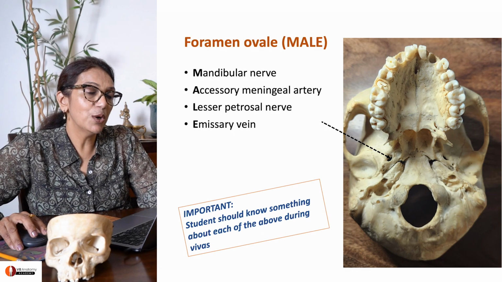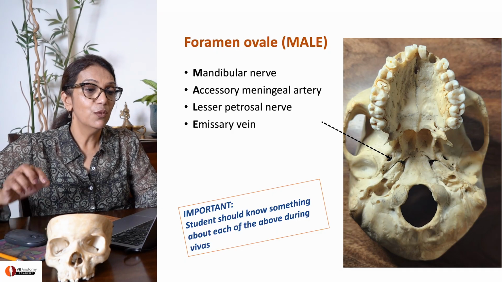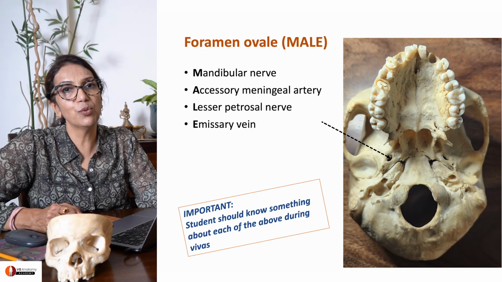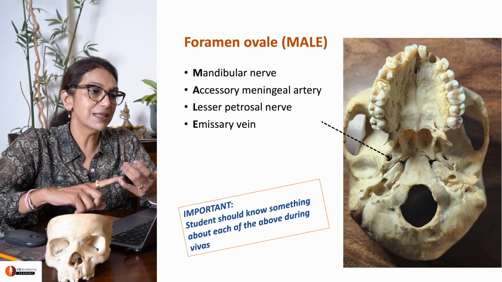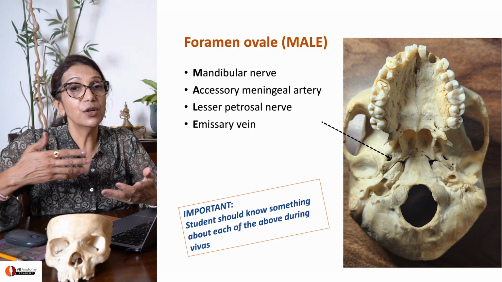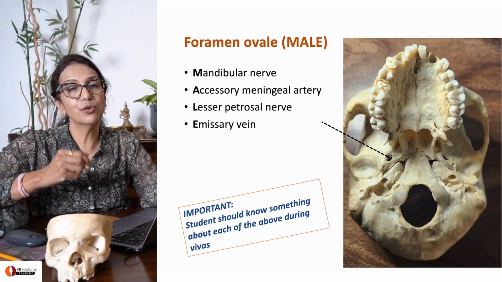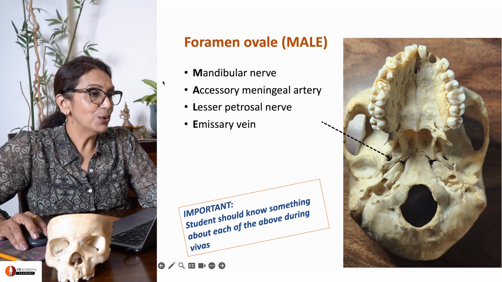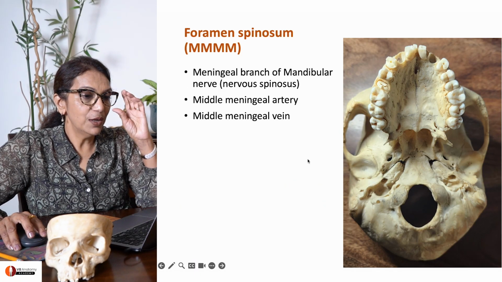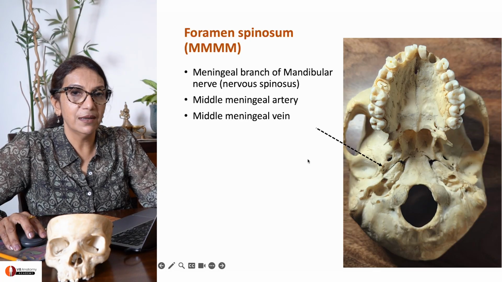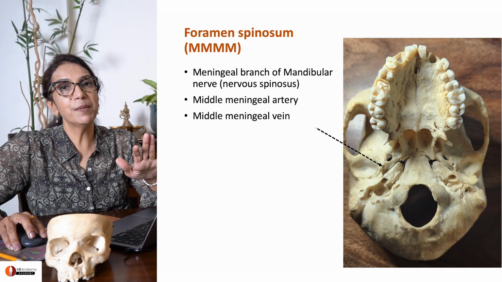Now, remember this. Student should know something about each of these. For example, what is mandibular nerve? Whose branch is mandibular nerve? What is it doing passing through foramen ovale in the infratemporal region? And so on. You should be able to discuss the mandibular nerve. Accessory meningeal artery, whose branch is it? Lesser petrosal nerve, whose branch is it? What is it doing passing through foramen ovale? Okay, so you have to be able to discuss these structures, not only enumerate them. Right, we go to foramen spinosum over here. It's a tiny little foramen, not much will be passing through it, right? So whatever is passing through it is M.